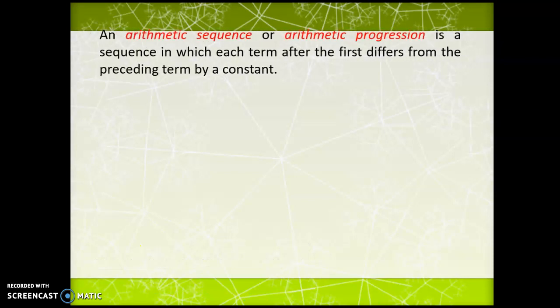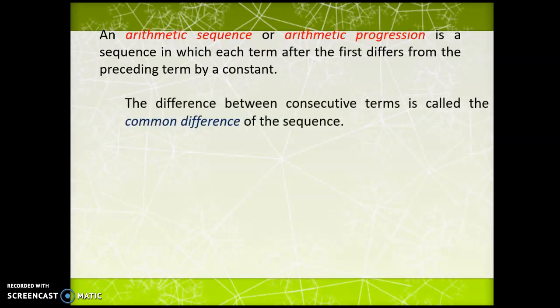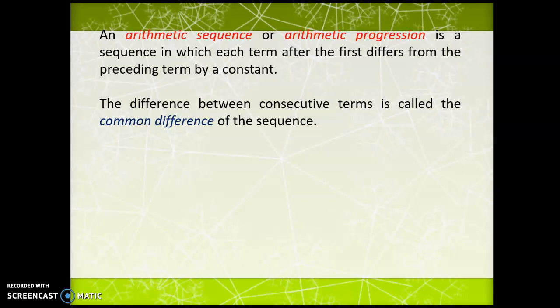An arithmetic sequence is a sequence, this is the same thing as earlier, where the difference between consecutive terms is called the common difference of the sequence. Again, it's called the common difference, which we usually notate as d, letter d. Okay, and then we'll have an example here, number 1.